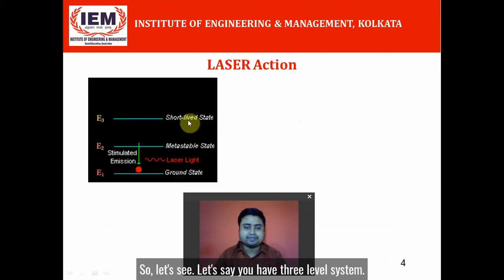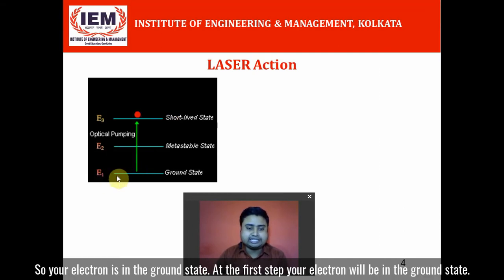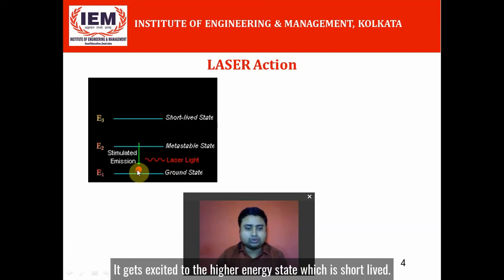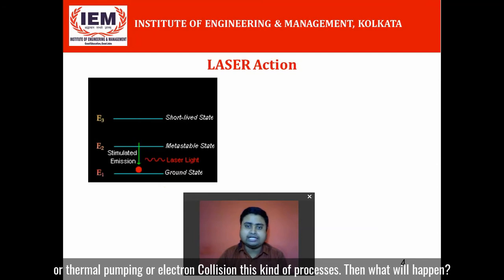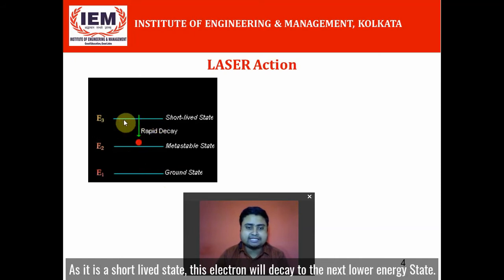So let's see. Let's say you have a three-level system. Your electron is in the ground state. At the first step, your electron will be in your ground state. So it gets excited to the higher energy state, which is short-lived. And how does it get excited? By optical pumping or thermal pumping or electron collision, these kinds of processes. Then what will happen? As it is a short-lived state, this electron will decay to the next lower energy state.